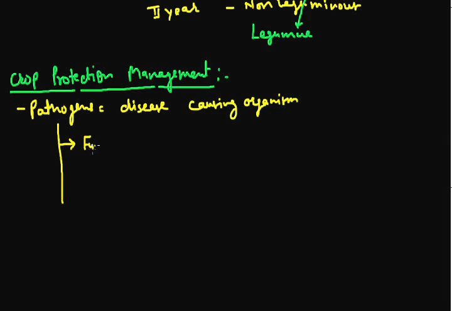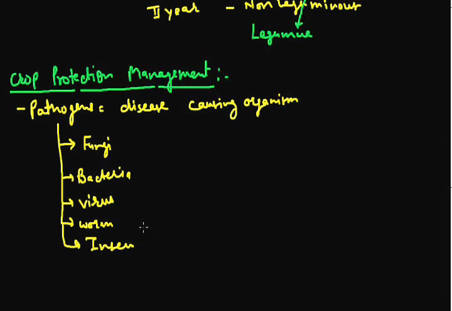Fungi is one category which causes disease in plants. Second, bacteria also cause disease in plants. And third, virus also causes disease in plants. So these are the three basic categories. Another, worms are also responsible for causing disease in plants, and some insects are also responsible for causing disease in plants. So how can we control these pathogens, or how can we protect our crop from these pathogens?